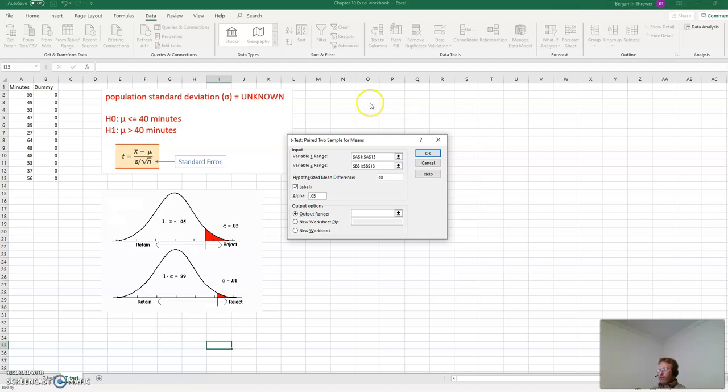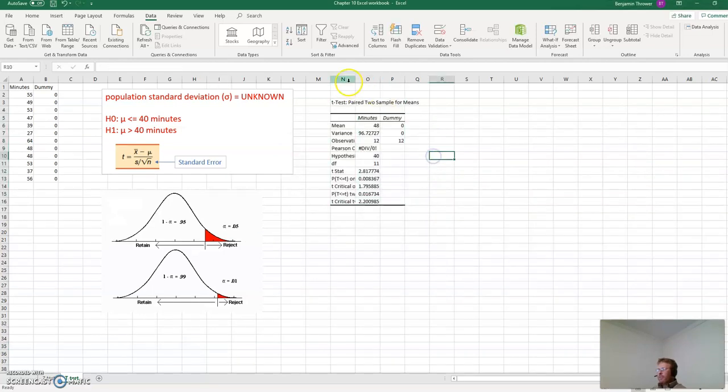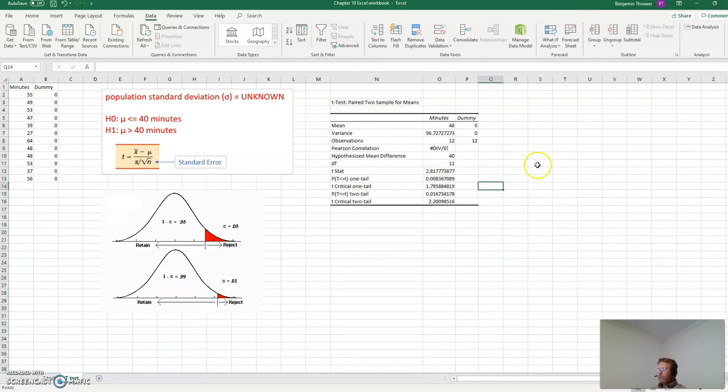And our output range, let's go ahead and put it back in N3 where we had it last time. Okay, so pretty similar setup to the last problem. Remember, you can put it in a new worksheet or a whole new workbook. But anyway, pretty similar to the setup last time. And let's go ahead and click OK. But our output looks a little bit different. So let's slice and dice this. Okay, so this is our answer. This is what we've gotten, isn't it?